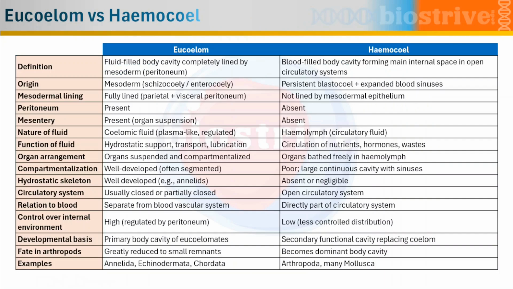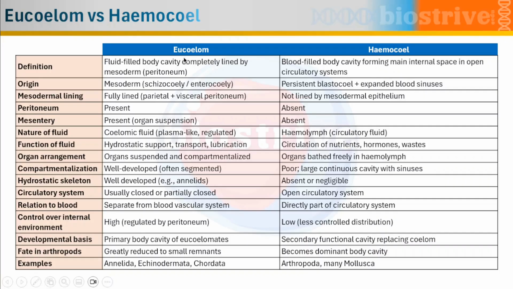At last, let's compare Eucoelom with Haemocoel. If we look at definition, Eucoelom is a body cavity filled by the coelomic fluid and surrounded by mesoderm from all the sides, whereas Haemocoel is not surrounded by mesoderm from all the sides, but it is a blood-filled cavity, or we can say it is filled by hemolymph. So it is a blood-filled body cavity which is forming the main cavity in case of arthropod-like organisms.